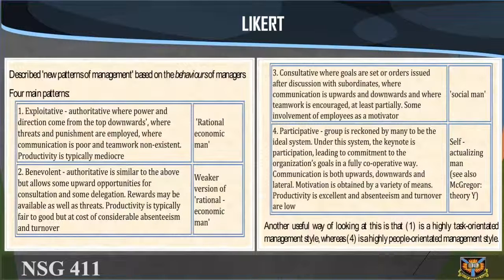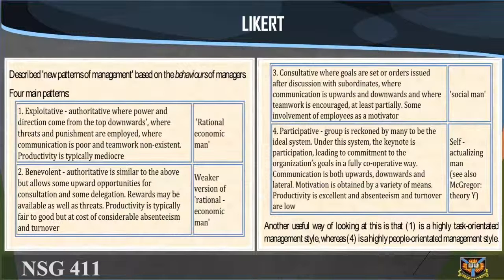Rational economic man. 2. Benevolent authoritative is similar to the above, but allows some upward opportunities for consultation and some delegation. Rewards may be available as well as threats. Productivity is typically fair to good, but at cost of considerable absenteeism and turnover. Weaker version of rational economic man.